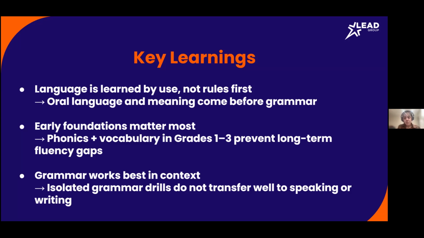Language is learned by use, not rules first. So, oral language and meaning come before grammar. Early foundations matter most. Phonics and vocabulary in grades 1 to 3 prevent long term fluency gaps. Grammar works best in context. So, isolated grammar drills do not transfer well to speaking or writing, it needs to be taught in a contextual manner.